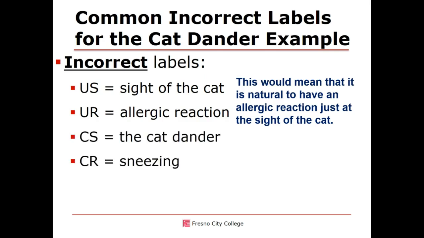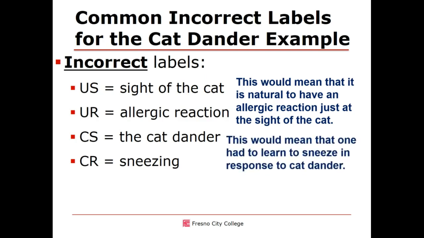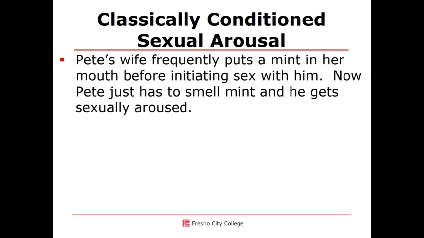This student then identified the CS as the cat dander and the CR as the sneezing. This would mean that one had to learn to sneeze in response to cat dander. You can see that what happened here was that the student mixed up the terms unconditioned and conditioned. Remember, conditioned is another way of saying learned, and unconditioned is another way of saying natural or innate. Let's try another one.